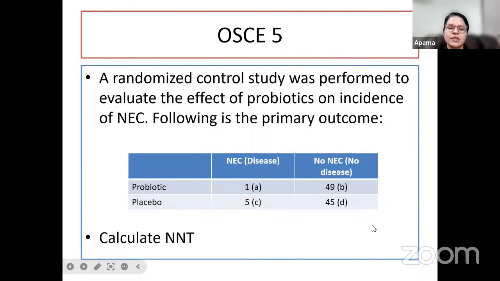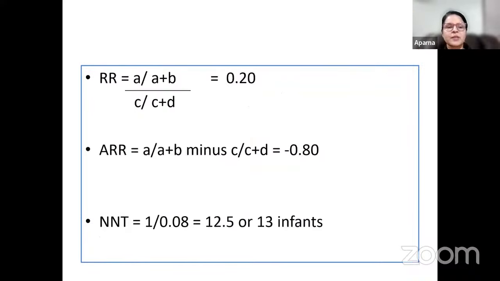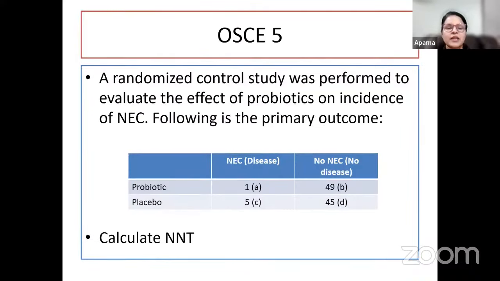And the incidence of NEC in the placebo group was 5 by 50. So what is the relative risk, absolute risk reduction, and NNT? That is the question. Now, relative risk is represented by the incidence of disease in the exposed divided by incidence of the disease in the non-exposed. What is the disease here?